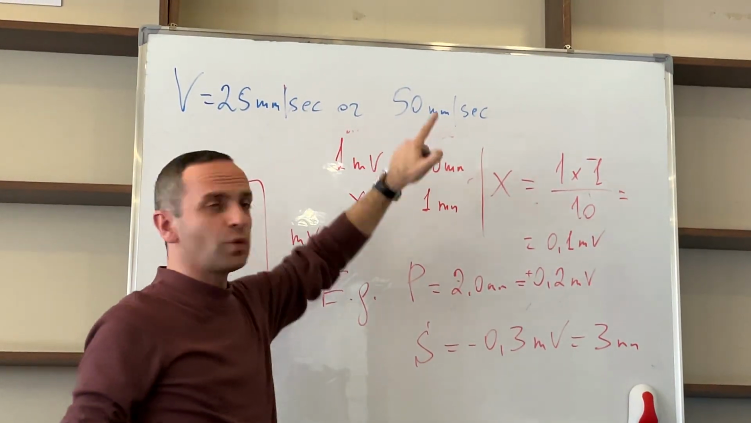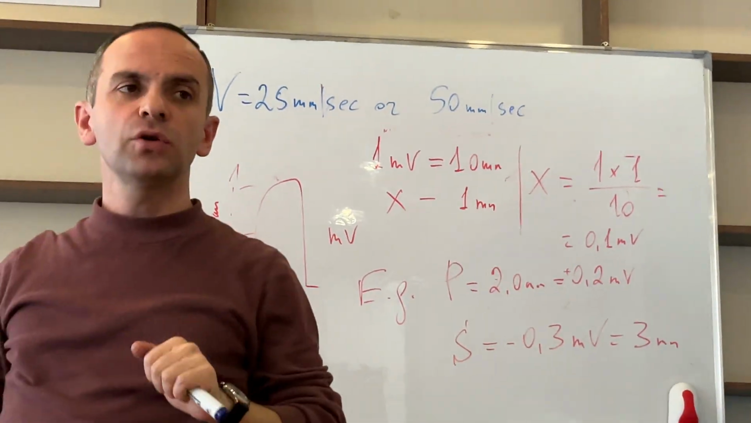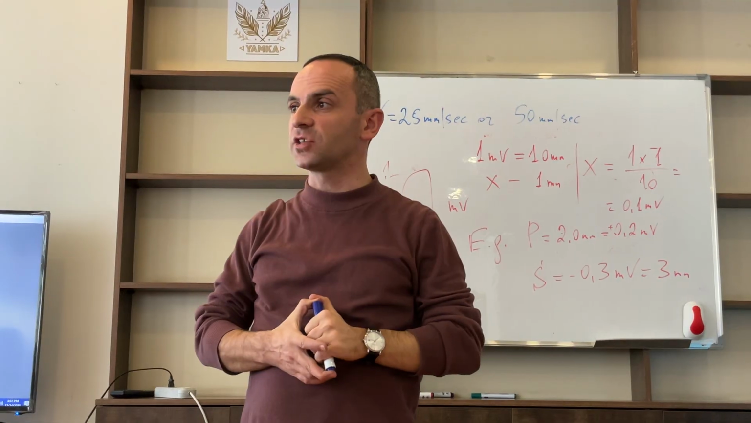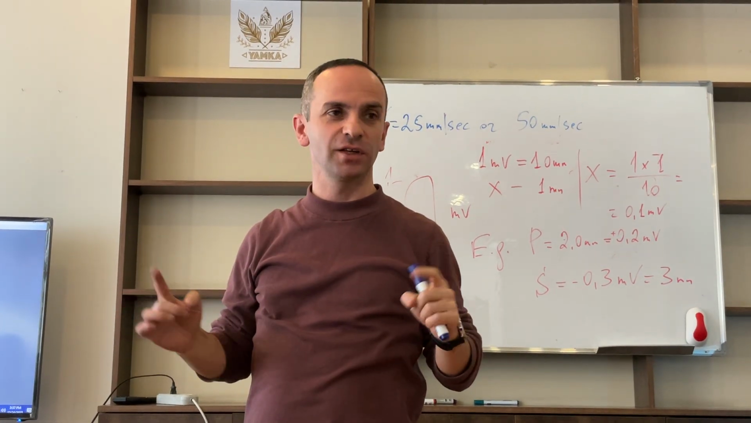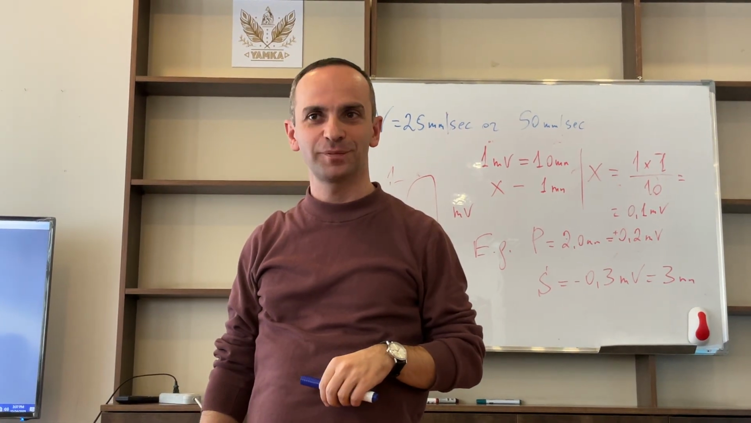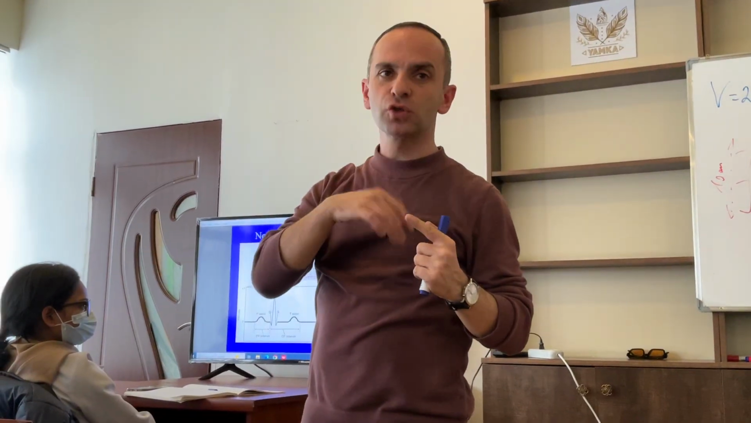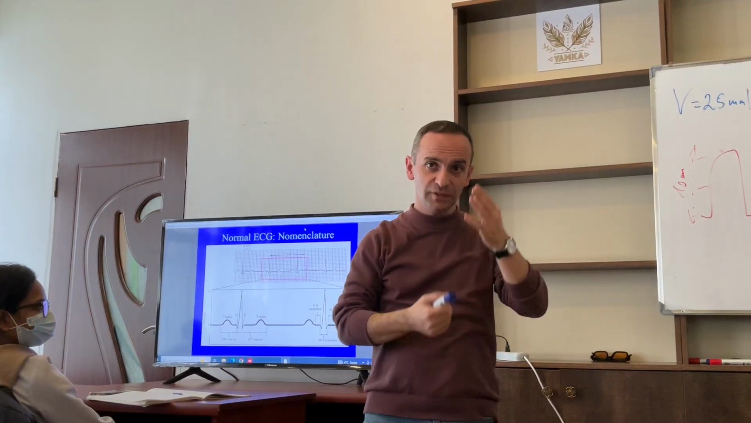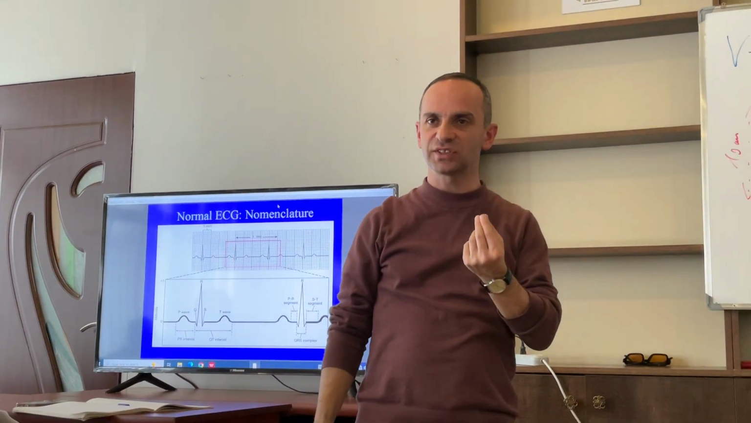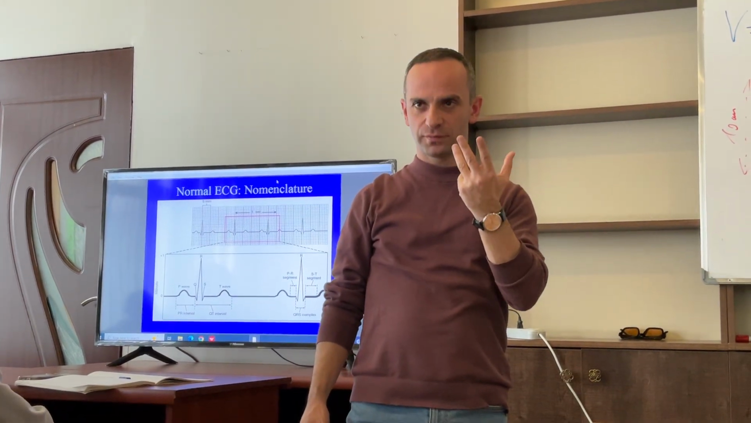The 50 millimeters per second speed is not widely used nowadays because it has twice higher speed, but it uses twice more paper. So in some conditions visualization may be better for tiny waves because it is more prolonged, you see. Complexes and sizes and so on are higher.